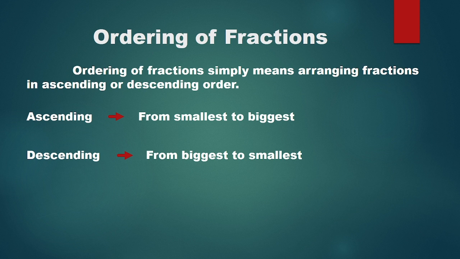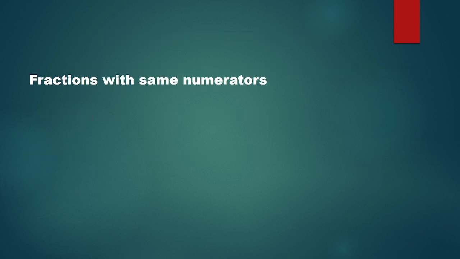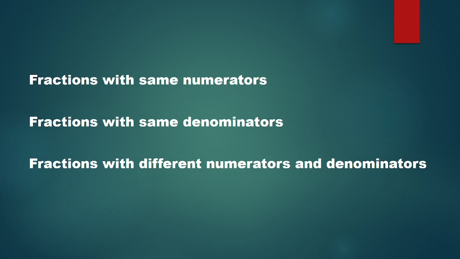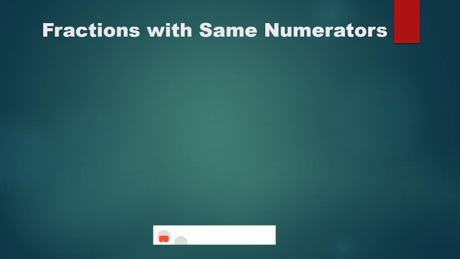There are three different kinds of fractions that we can be told to arrange in either ascending or descending order. The first one is fractions with the same numerators. Then fractions with the same denominators. Then we also have fractions that have different numerators and denominators. So we are going to dive in and take them one at a time. Let's start with fractions with the same numerator.